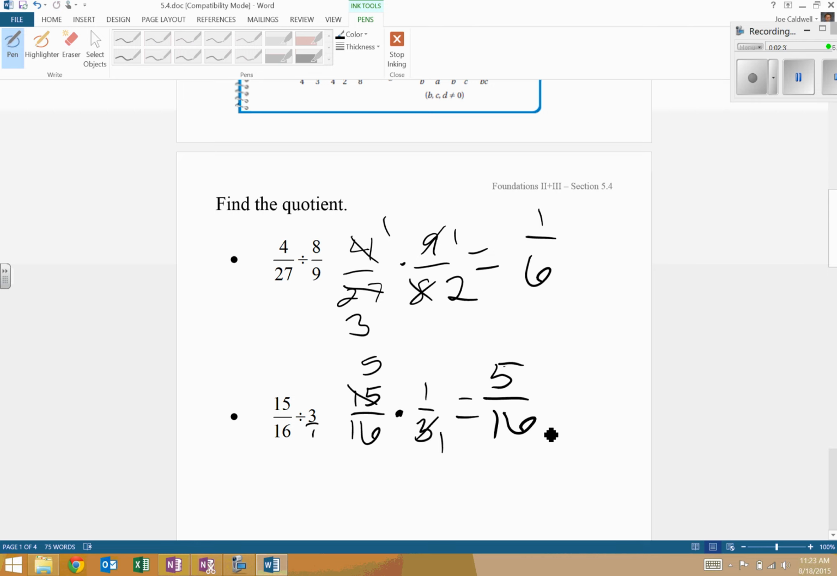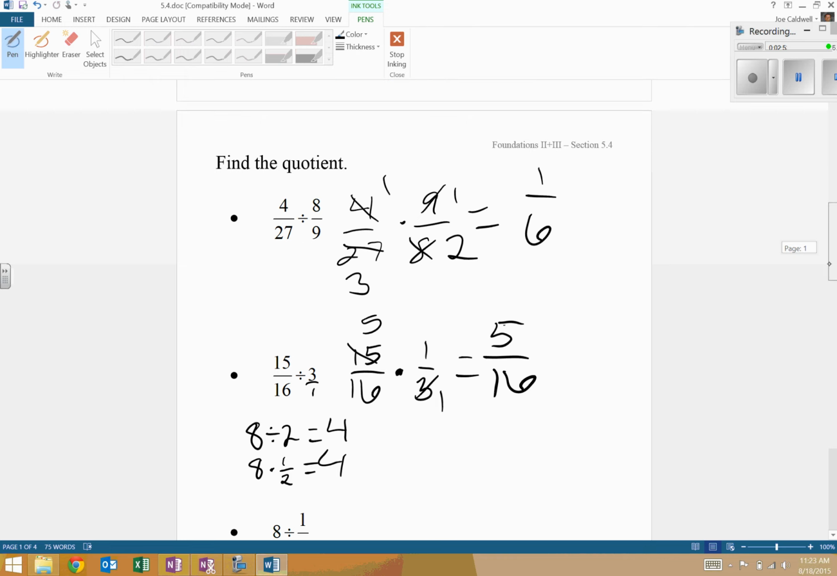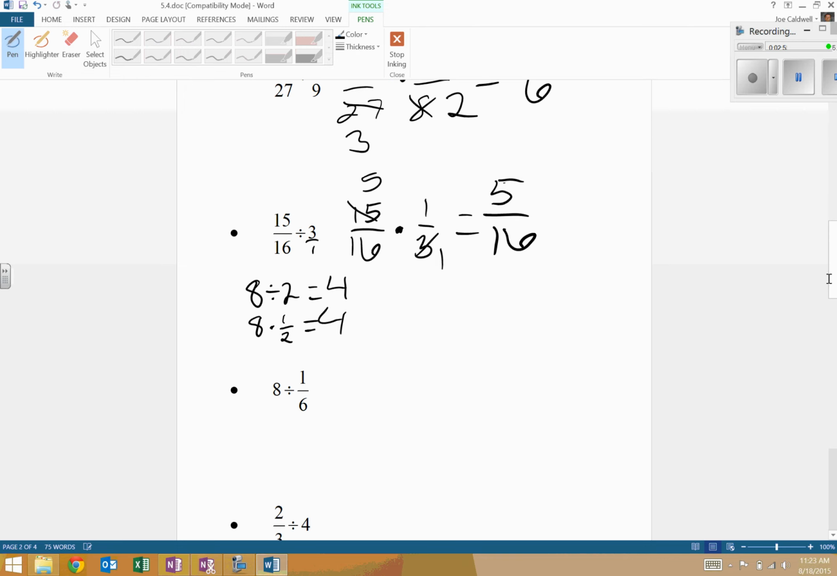This actually works with anything. If I was doing, just for example, 8 divided by 2, you of course could tell me that equals 4, right? I could actually go 8 times the reciprocal of that, 1/2. What's half of 8? Well, it's still 4. So it actually works with all numbers, not just with fractions, but we do it with fractions. So only switch the second number.